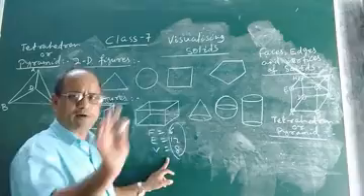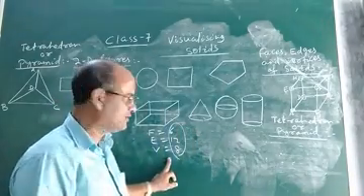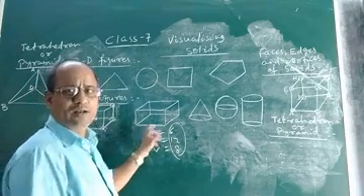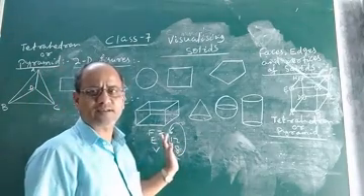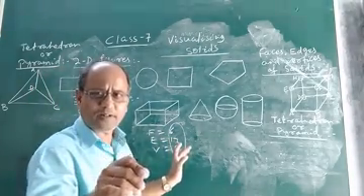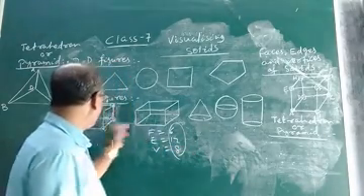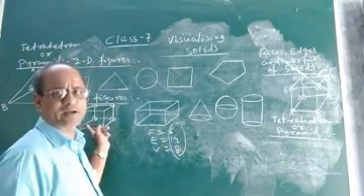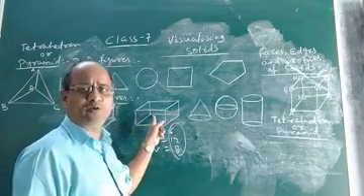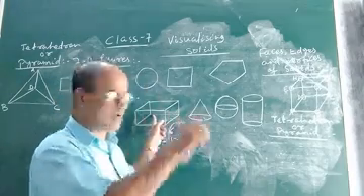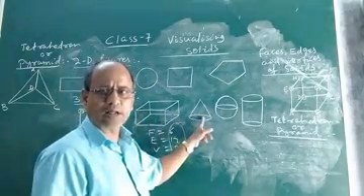Children, these are the things which we have already read in junior classes. So a cube and a cuboid have the same number of faces, edges and vertices. Now what is the difference between them? The only difference is that each face of a cube is a square, while each face of a cuboid is a rectangle.